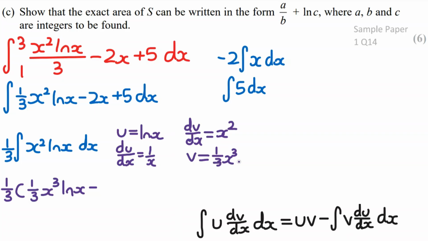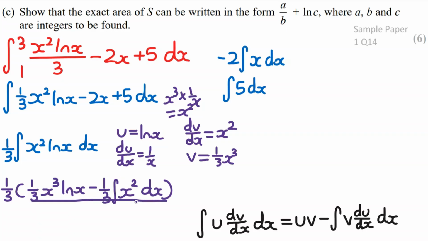So v is equal to 1 over 3 x cubed, and du over dx is equal to 1 over x. So if you do x cubed multiplied by 1 over x like this here, it will cancel down to x squared. So therefore this will be equal to 1 over 3 x squared, and I've taken the 1 over 3 out of the integral like this here.